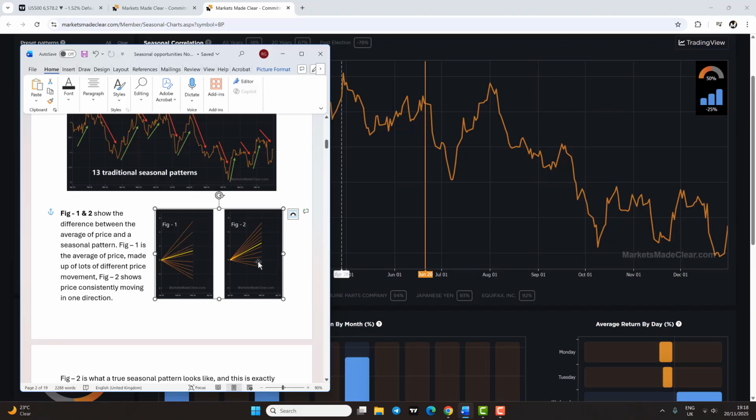A true seasonal pattern is where a market consistently moves in one direction. The software is programmed to only look for periods that have at least 70% of the time either moved up or moved down. So over the last 20 years, that's going to be 15 of the last 20. That's the kind of statistics we're going to be looking at. That is a seasonal pattern.